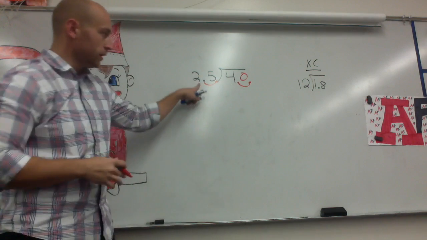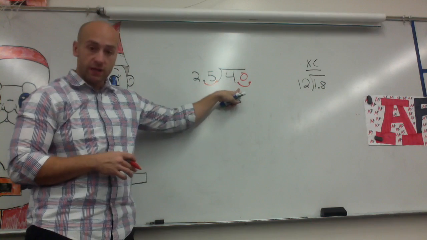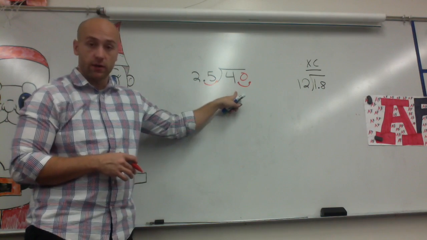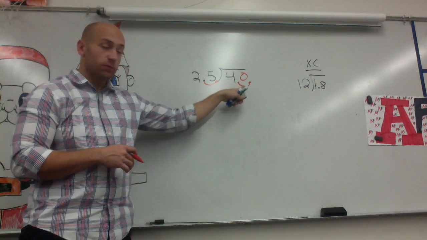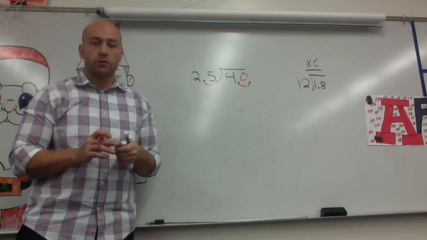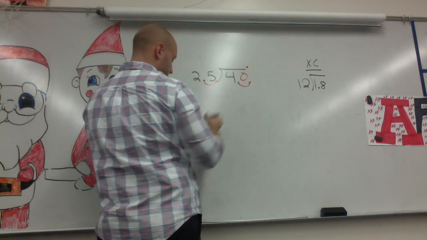So step number 1, move the decimal out of the divisor, and if we move it once here, we move it once here. If we moved it twice here, we move it twice here. If we moved it 3 times here, 3 times here. It doesn't matter where the decimal ends in the dividend, we just bring it straight up. Okay, so for next time, I'm just going to bring that decimal straight up.